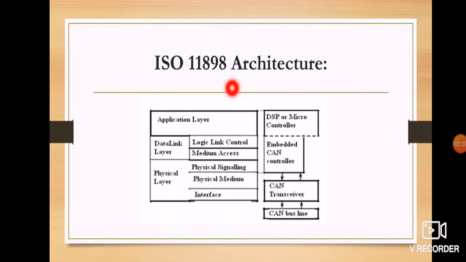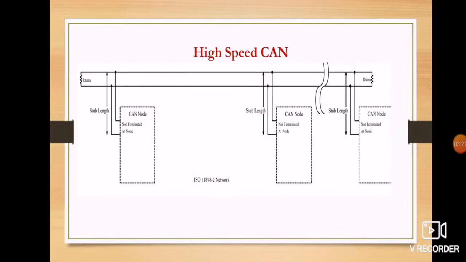This is the 11898 architecture, and here we have the 11898-2 network, that is high speed CAN. This is the architecture of the high speed CAN. Here we have the resistors, the termination at the two ends. Here we have a CAN node that is not terminated, and as it is terminated at the ends, it is not required to terminate here.